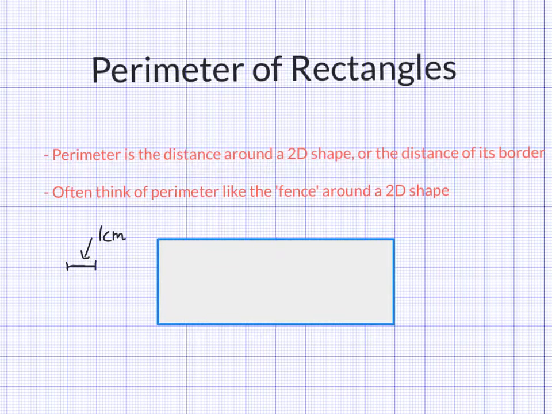We can see that it is 1, 2, 3, 4, 5, 6, 7, 8 centimetres long by 1, 2, 3 centimetres wide. We know that with a rectangle, two of its sides are the same length, so it's also 8 centimetres on the bottom and 3 centimetres on the side.